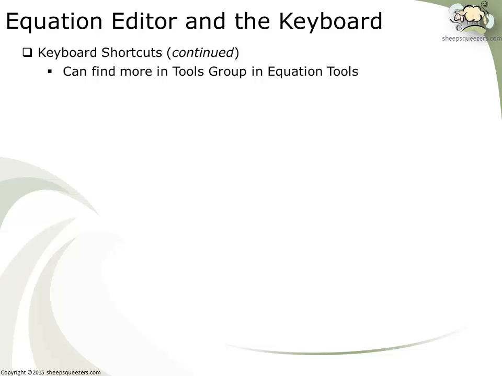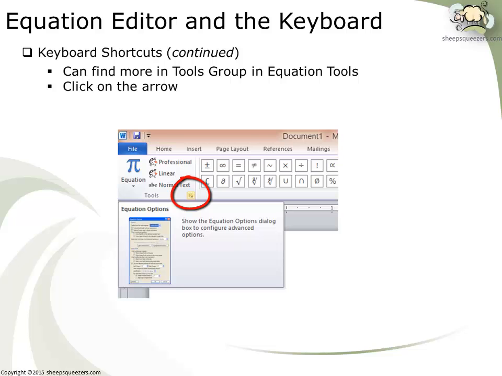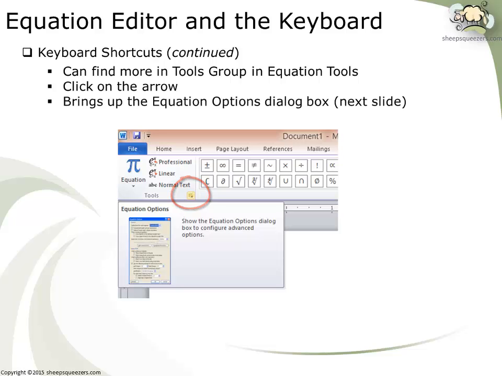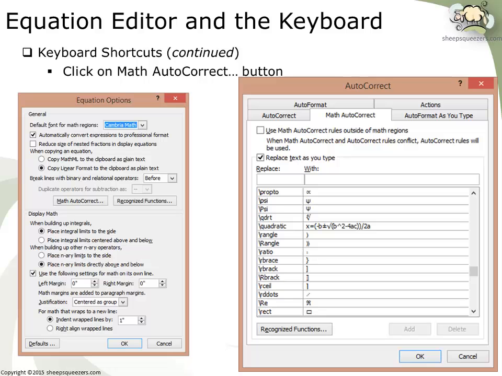Now, rather than going through every single available shortcut, you can find the rest of them in the Tools group in Equation Tools. For example, in the Tools group, click on the down arrow as you see there, and that will bring up the Equation Options dialog box, which is shown on the next slide. And there it is. Next, click on the Math Autocorrect button. Next pops up the Autocorrect dialog box, and you'll be placed on the Math Autocorrect tab.